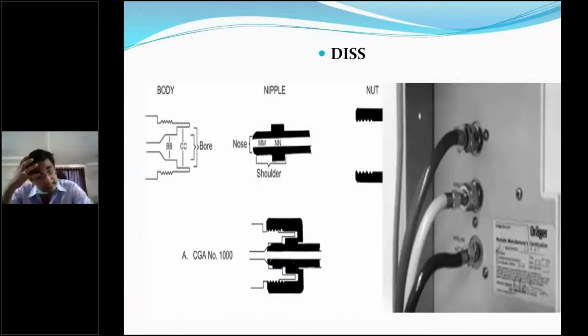This is known as DISS. DISS stands for Diameter Index Safety System. This diameter index safety system is used to connect the hose pipes, that is the central supplies, to the machine.